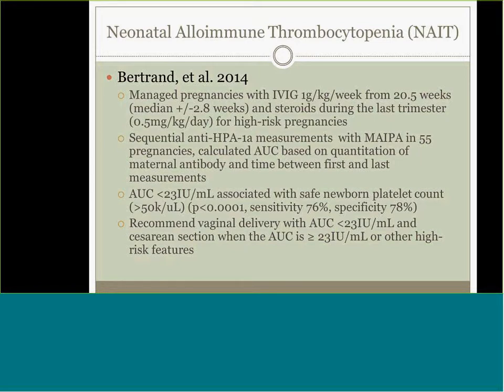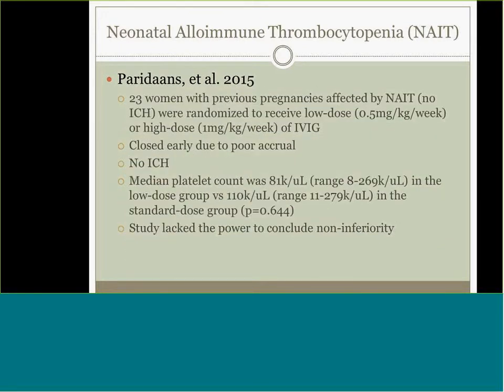And so in their paper, they recommended a vaginal delivery if the AUC is less than 23 and a C-section when the AUC is greater than 23, or if there were other high-risk features, again, a sibling who may or may not have been affected. That's a very hard test to get because getting those MAPA titers is a real challenge. I'm not even sure how feasible it is outside of a research setting.